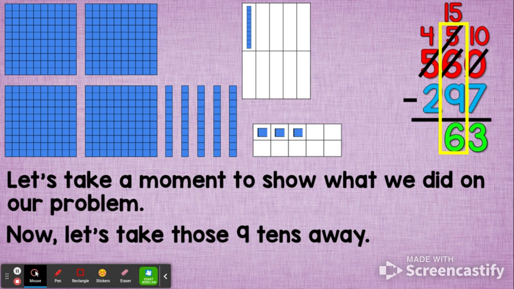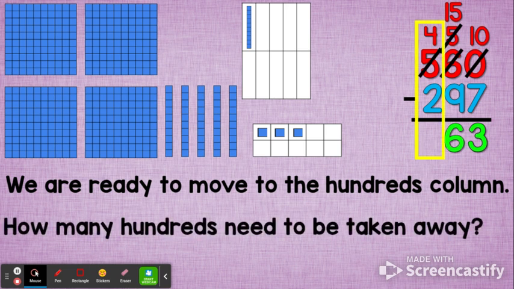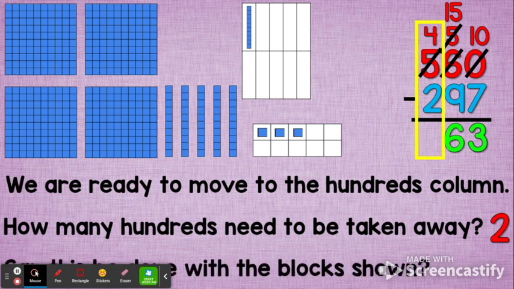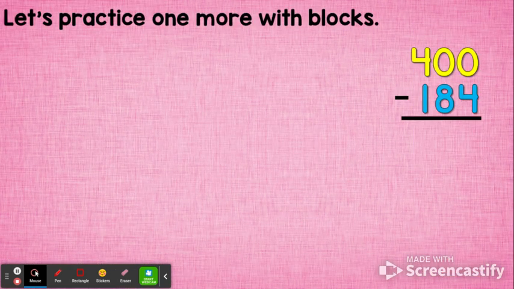Now I've got 400s. How many hundreds need to be taken away? 2. Can I do that with the blocks shown? Definitely. That leaves me with 2. So 560 minus 297 is equal to 263.